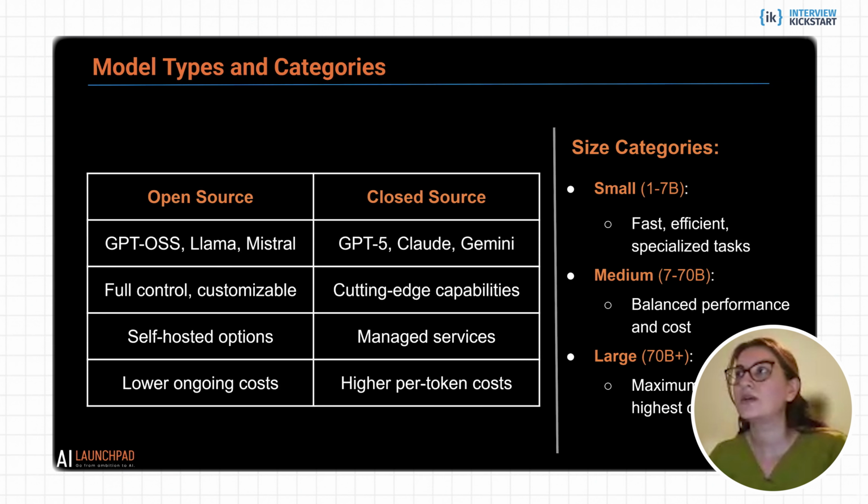And today we are going to cover basically how to select an LLM. How are we going to choose an LLM? How are we going to fine tune them? And what is the difference between fine-tuning and RAG?